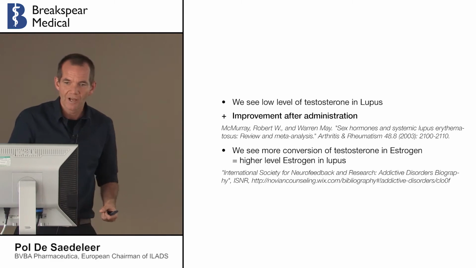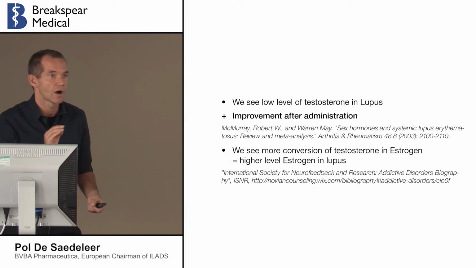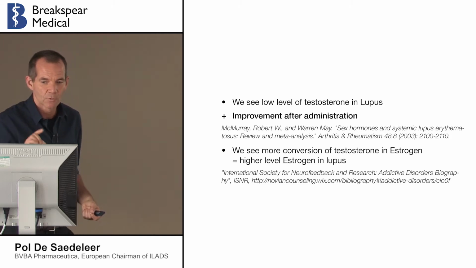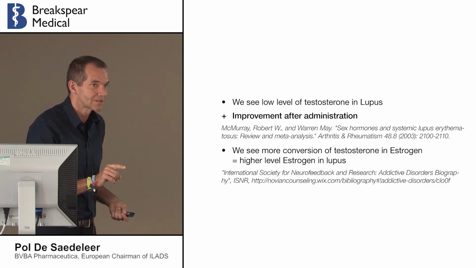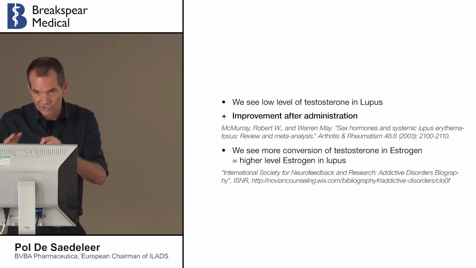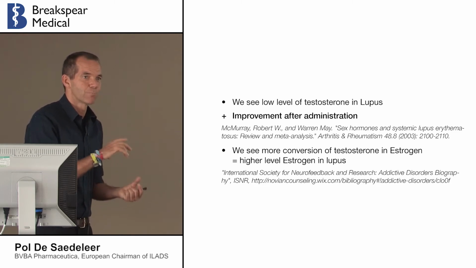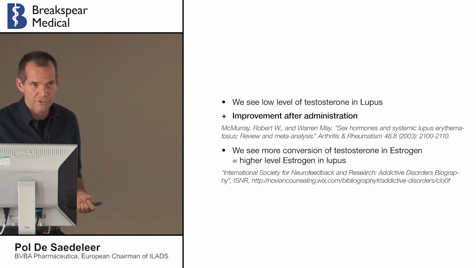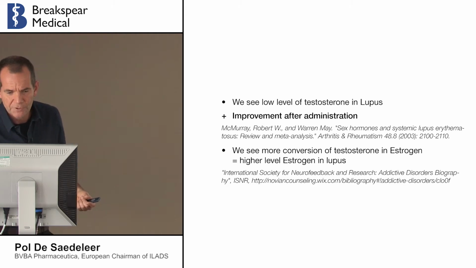We also see low level of testosterone in lupus. And also in many studies we see improvement after administration of testosterone. But on top of that, in our lupus patients, we often see higher estrogen levels, even in our male patients. So if estrogen is really sky high, we might consider even to use aromatase inhibitors. They block the conversion of testosterone to estrogen. We have some drugs, some registered drugs, but also some nutritionals with good scientific-based evidence.